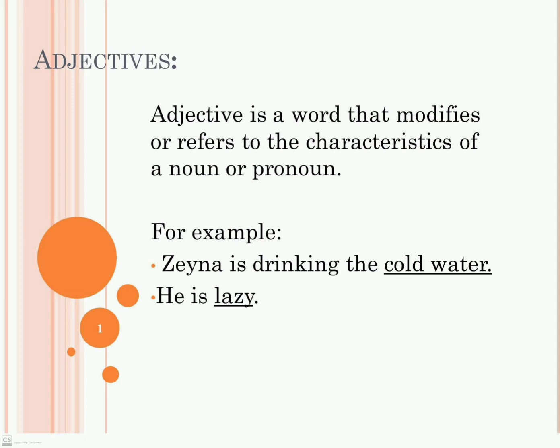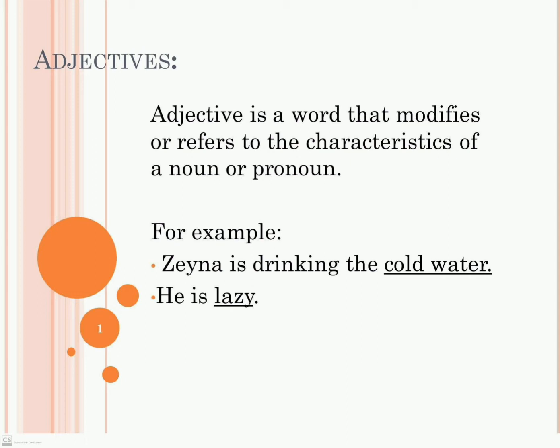In this lesson, I am going to talk about adjectives. Before diving into types of adjectives, I am going to discuss the formation, order, and sequence of adjectives. What is an adjective? An adjective is a word that modifies or refers to the characteristics of a noun or pronoun. For example, Zaina is drinking the cold water. He is lazy. Both are examples of adjectives. Cold and lazy both are adjectives.